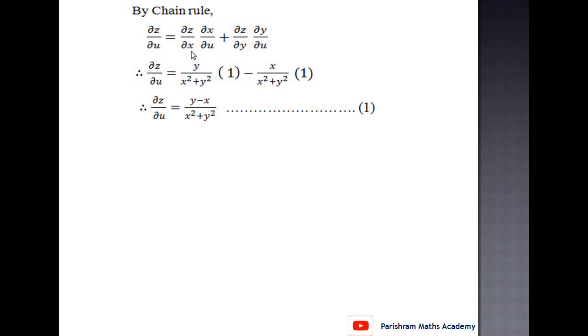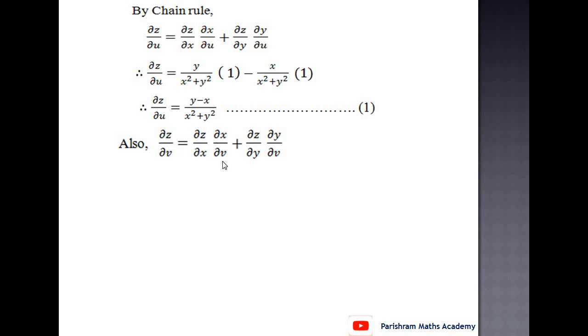And therefore, by chain rule, ∂z/∂u equals ∂z/∂x into ∂x/∂u plus ∂z/∂y into ∂y/∂u, equal to the value of ∂z/∂x, which is y upon x square plus y square. ∂x/∂u is 1. ∂z/∂y is minus x upon x square plus y square into ∂y/∂u, which is 1. Then simplify, we get y minus x upon x square plus y square. This is equation 1.